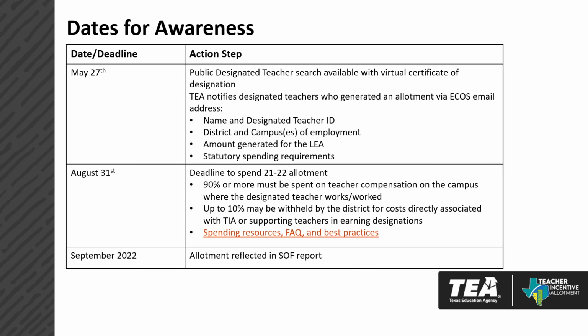So May 27th, our public designated teacher search will be available on the TIA website, and it will allow designated teachers to view and print a virtual certificate of designation. We will also notify designated teachers who generate an allotment via their ECOS email address. So they'll receive their designated teacher ID, their district and campus of employment, the amount they generated for the district, and statutory spending requirements.